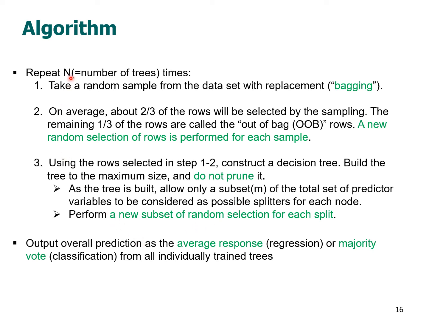So after you construct n different decision trees, each decision tree makes predictions, and then the final overall prediction can be the average response in the case of regression, or majority voting in the case of classification. These are the final answers of random forest learning.